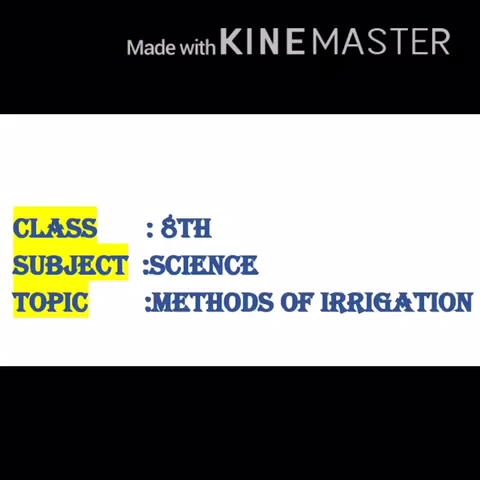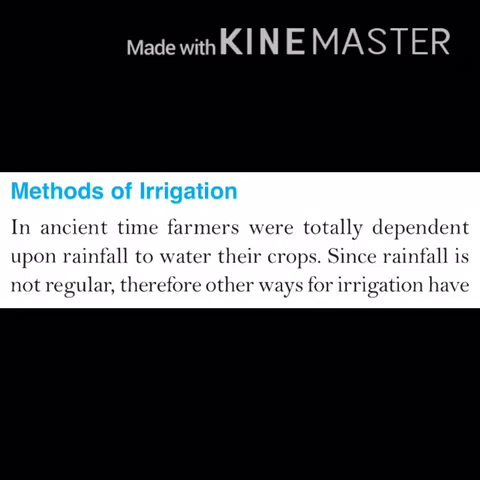Today we will know about methods of irrigation. What is irrigation? Irrigation means giving water to plants. In ancient times, farmers were totally dependent upon rainfall to water their crops. Since rainfall is not regular, other ways for irrigation have been devised.